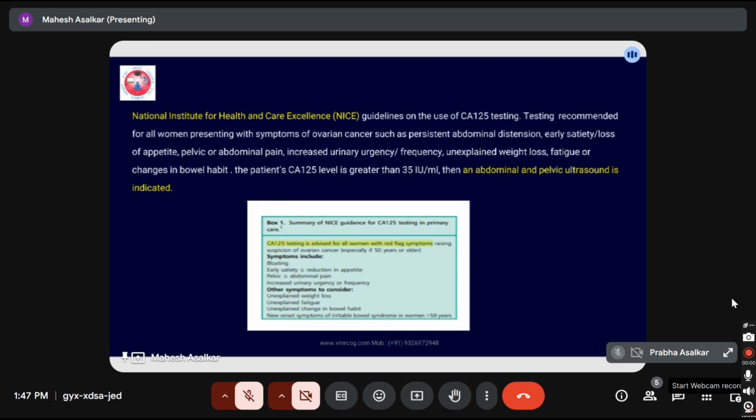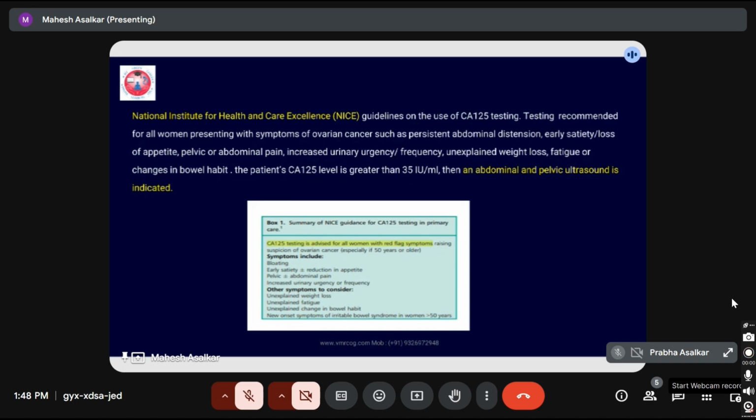So this can be asked as, what is the next step? Such and such lady comes with these complaints and the GP has done this particular investigation. CA125 level is 105. What will be the next step? We have to do the abdomen and pelvic ultrasound. Okay, are you getting it?